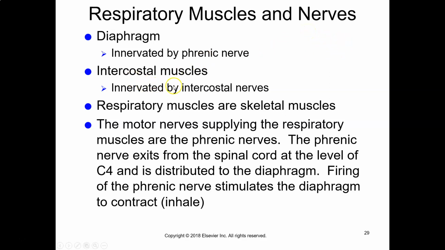The intercostal muscles are innervated by the intercostal nerves. Respiratory muscles are skeletal muscles. You need to know all of this. The motor nerve supplies the respiratory muscles. Supplying the respiratory muscles are the phrenic nerves, and they come from the spinal cord.